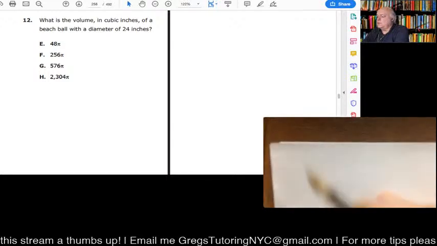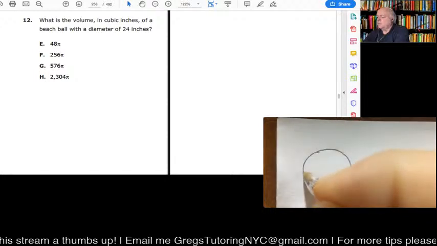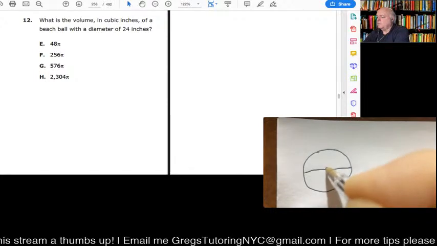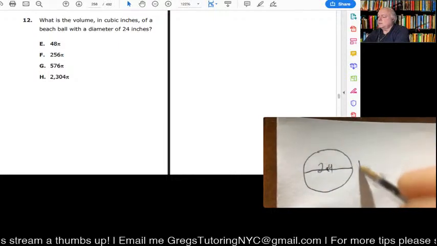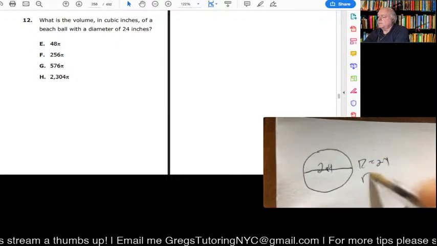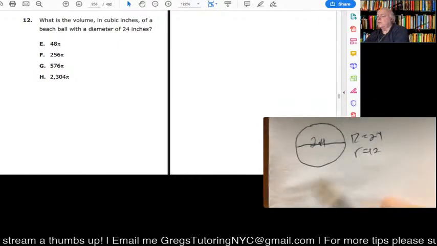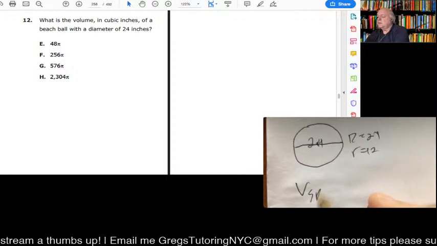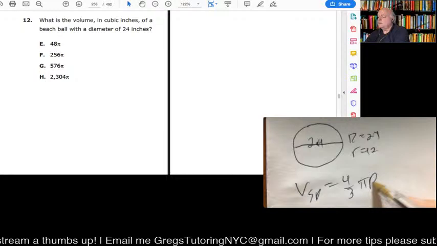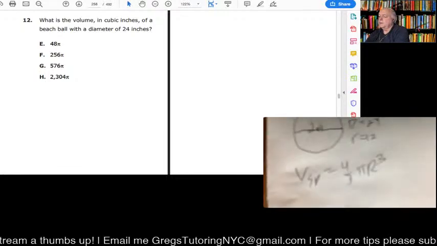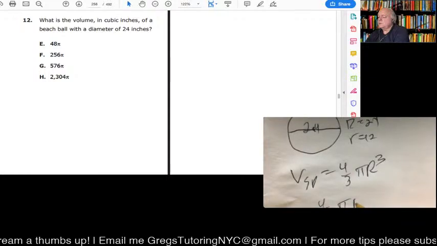So we go visual. The diameter is 24. Okay, and it's 3-dimensional. So if the diameter is 24, that means the radius is 12, right? The next thing we need to do is the formula. So the volume of a sphere is equal to 4/3 pi r cubed. So we're going to have 4/3 pi 12 cubed.